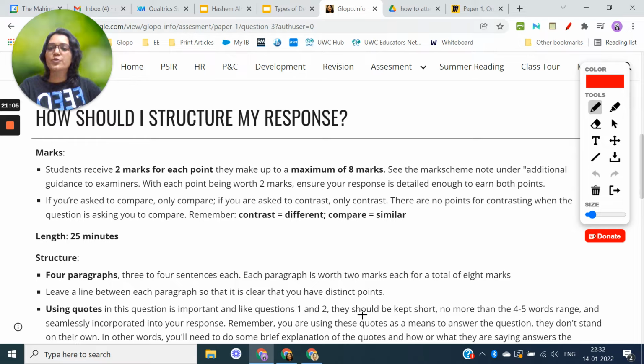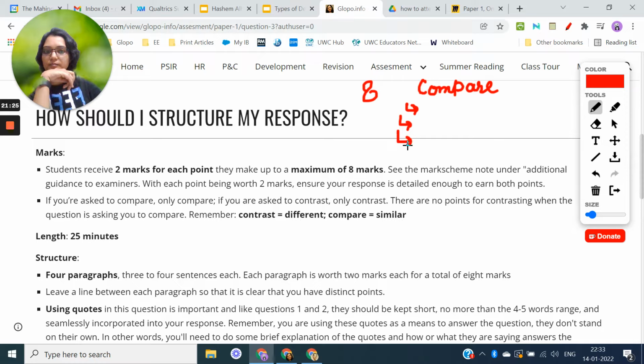Now here you see that 2 marks for each point. So that means that this question is for 8 marks, right? This is of 8 marks. Now when I'm asking just the compare, that means I'm supposed to write how many paragraphs? 4 paragraphs, right? One, two, three, 4 paragraphs. That means 2 points for each paragraph. Total, how many am I scoring then? 8. But can an examiner give you 8?